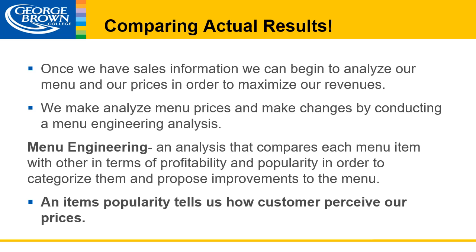Once you have sales information, so you've set your prices and you've opened your doors and people are coming into the restaurant, you can analyze your menu and your menu prices by conducting a menu engineering analysis in order to improve the effectiveness and efficiency of your menu and your prices. Menu engineering is generally defined as an analysis that compares each menu item on your menu to others in terms of profitability and popularity in order to lump them into categories and propose improvements to the menu. While menu engineering can be used for a multitude of things, what we're interested in here is each item's popularity. Because if an item is popular, it means people are paying your prices. If it's not popular, that could give an indication that your price is too high, and as a result, your customers are not paying that price. I'll show you some examples in the following slides.